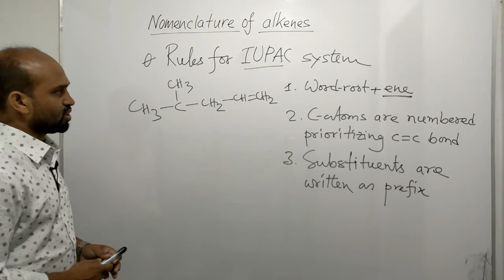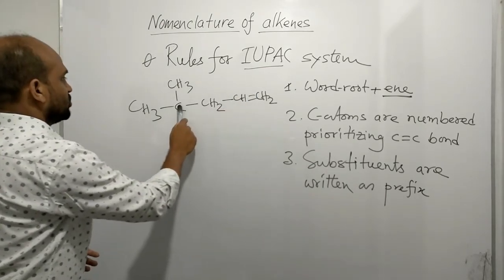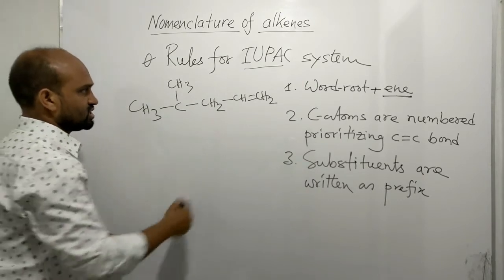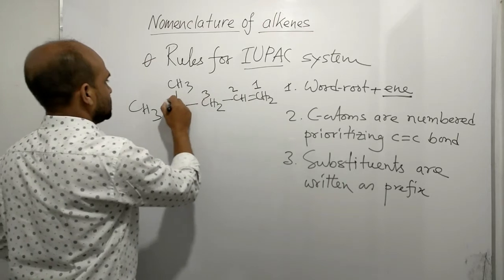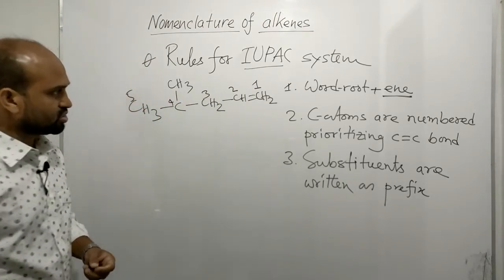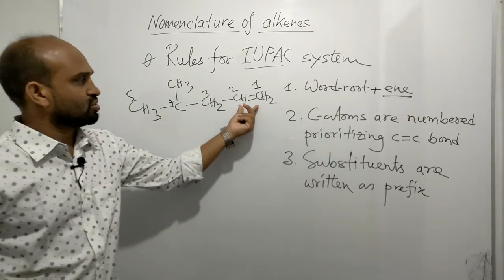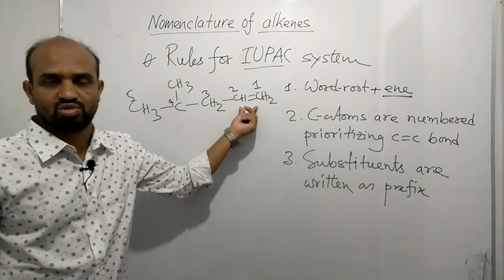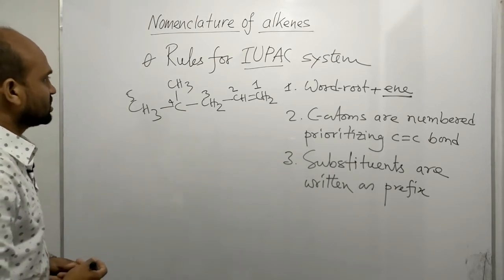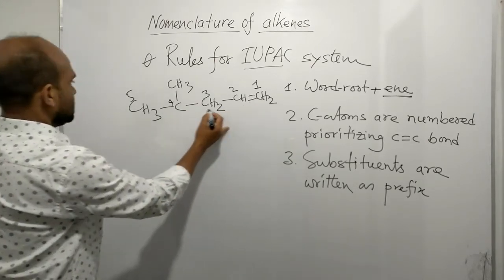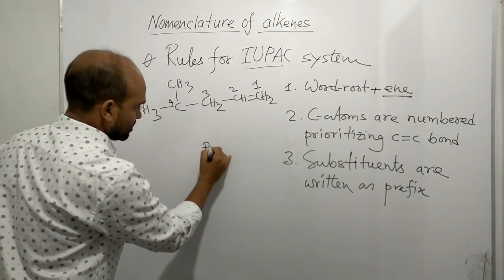In this compound, the number of carbon atoms in the chain 1, 2, 3, 4, 5. So it is numbered from the right 1, 2, 3, 4, 5. Because double bonded carbon atoms are expressed with lower number. This is the first point. Now the name of this compound will be, in the chain there are 5 carbon atoms, so pent.